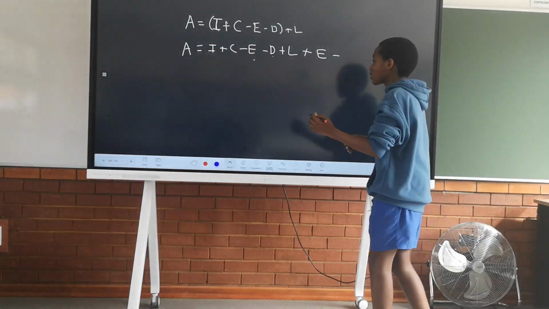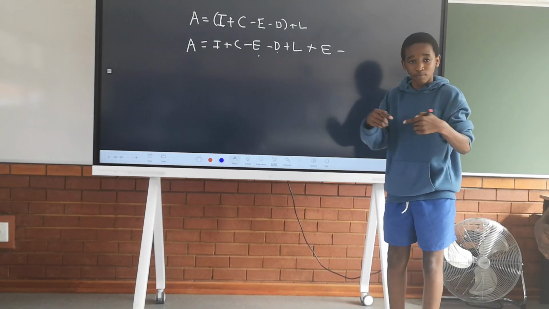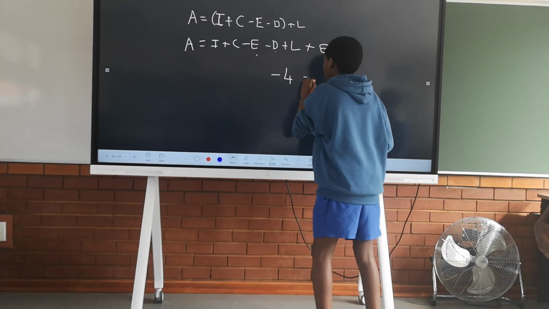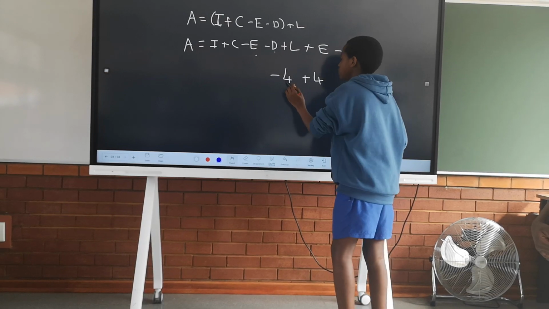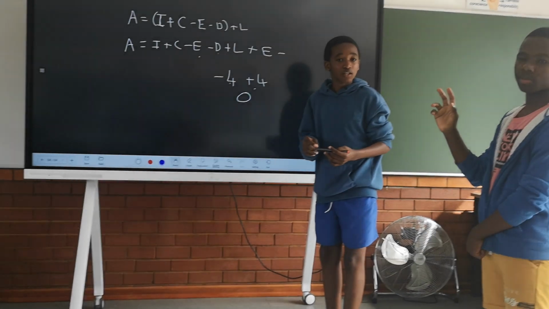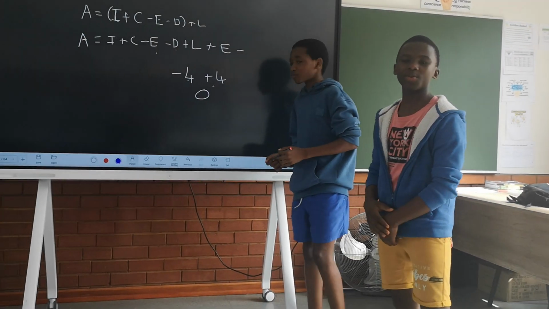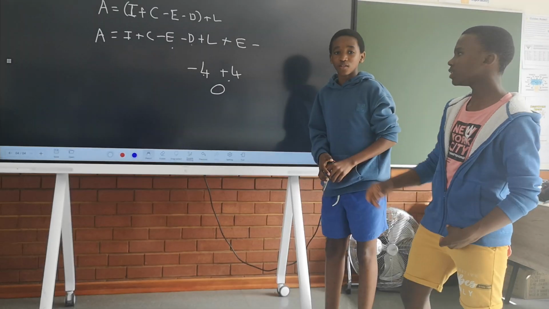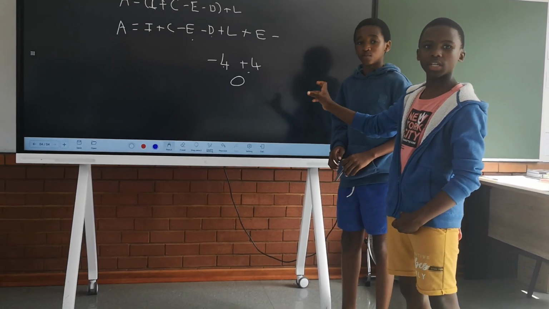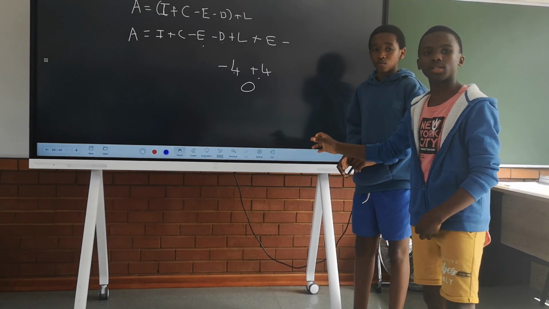Additive inverses are numbers that, when you add them together, you get 0. For example, -4 and +4. When you add -4 and +4, you're going to get 0. Those are additive inverses. The additive inverses are used to find the additive identity, which is 0, so that the value of whatever you have won't change, because 0 doesn't add or subtract anything.